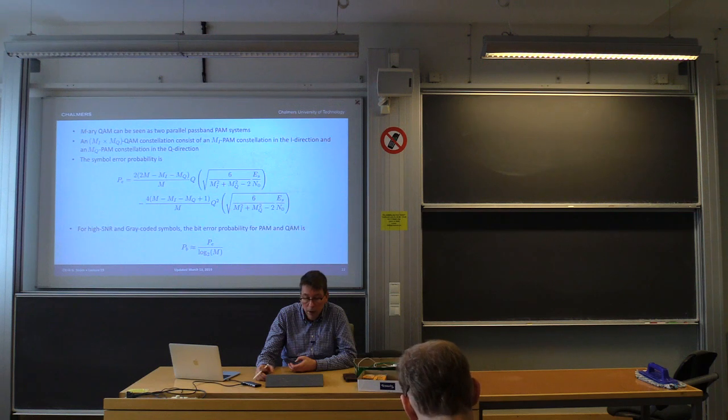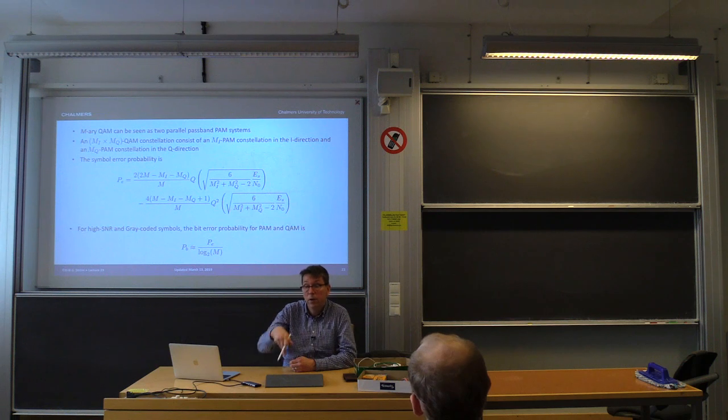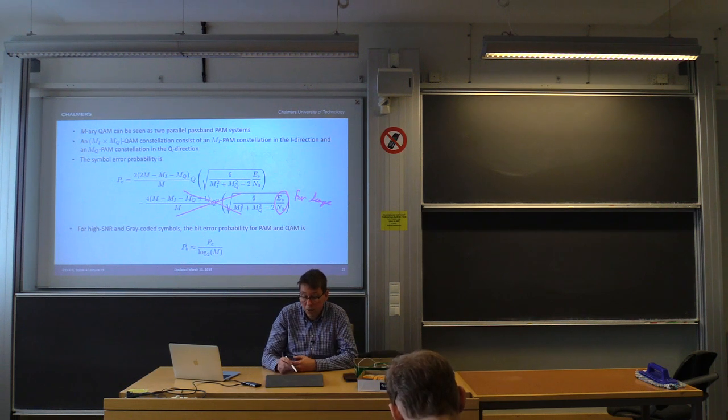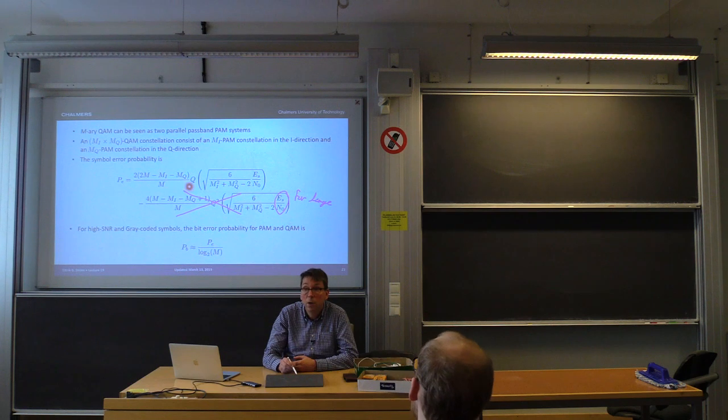The corresponding for QAM looks something like this. We have PAM in one direction, PAM in the other direction. It's a two-dimensional constellation. We get something that looks like this. For high SNRs, when E_S over N_0 is large, we can forget about the second term, because that's basically the square of the first term. So if we want simpler equations, one can just use this one for high SNR.